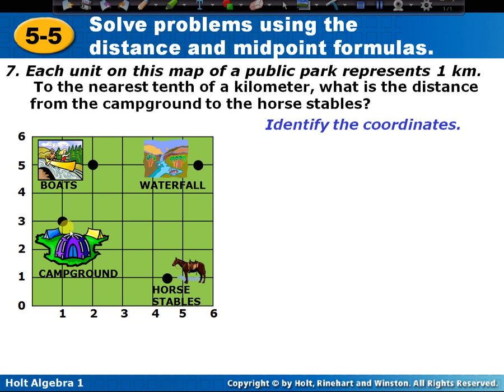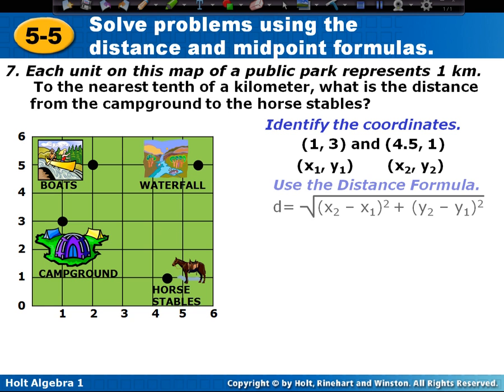The campground is 1 for your X and 3 for your Y, so 1, 3. The horse stable is right in the middle of the 4 and the 5, so we're going to call that 4.5, and it's on the 1 on the Y-axis, so that's going to be 4.5 and 1. So there are my coordinates. Go ahead, you should have number 7 written, you should have these 2 points labeled, and you should have the distance formula written down. Okay, if you need more time to get that written down, you'll need to pause your video.